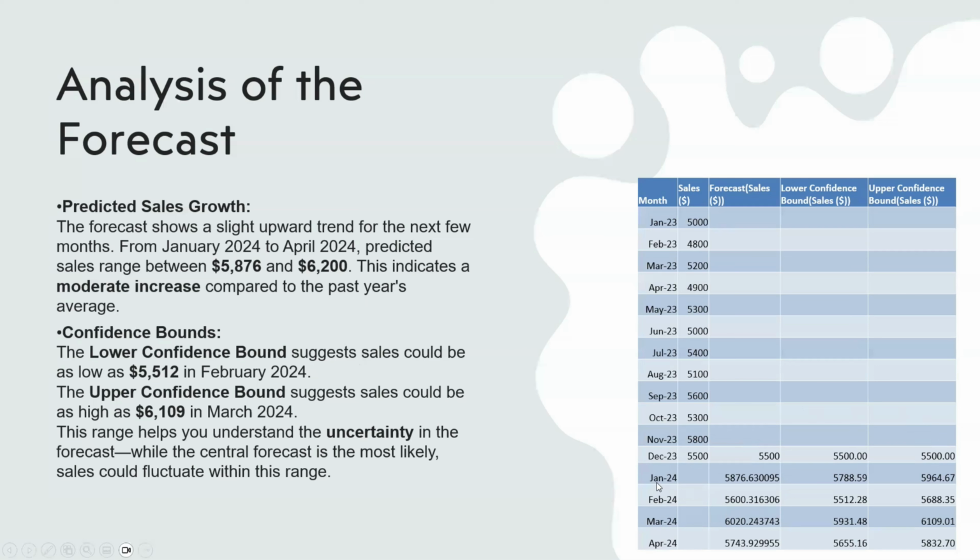So you see here the forecasted sales are from January to April. And what is the lowest value in the forecasted sales? So this value is the lowest, $5,512. That is the lower range of February 2024. The upper confidence bound suggests sales could be as high as $6,109. So that is the upper range of March 2024. This range helps you understand the uncertainty in the forecast. While the central forecast is the most likely, sales could fluctuate within this range.